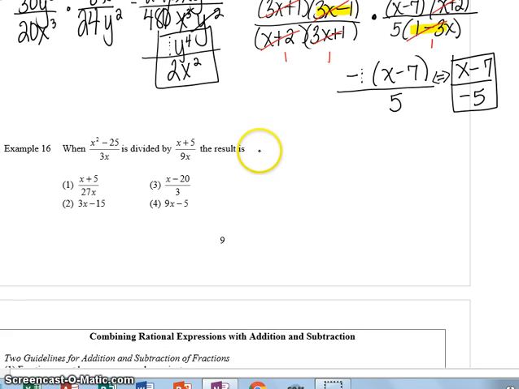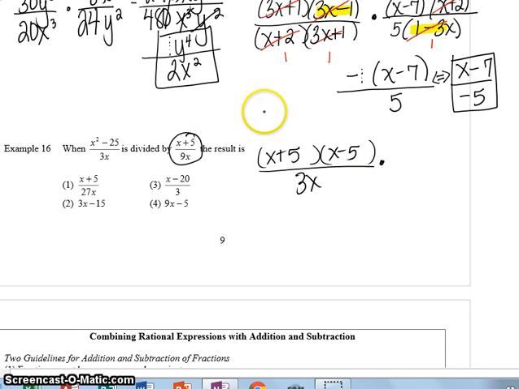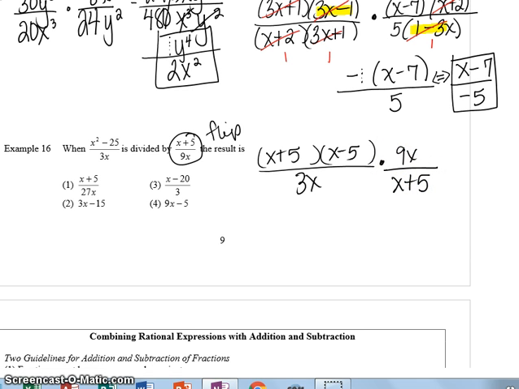Example 16. So, the first fraction is a DPS. So, right here, it's going to be x plus 5, x minus 5, all over 3x. I'm going to change it to multiplication. This fraction gets flipped. So, don't forget to flip that. So my new numerator is 9x, and then it's over x plus 5. Okay? Matching x plus 5s get reduced to 1s. And now look, guys, 3x into 9x is just going to leave a 3. Or think of it as divide them both by 3. You're left with a 1 and a 3, and then the x's are gone.